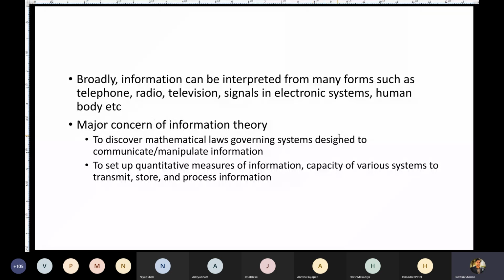Now these systems have been actually designed to communicate or manipulate information. So you want to analyze the mathematics of any given system on the basis of the communication or information flow which is happening, and also with the help of this information to set up quantitative measures of information, capacity of various systems to transmit. Here we are talking more in context of the digital communication systems capacity, how much information can be flown on a particular system. So that is the capacity, and then store and process.